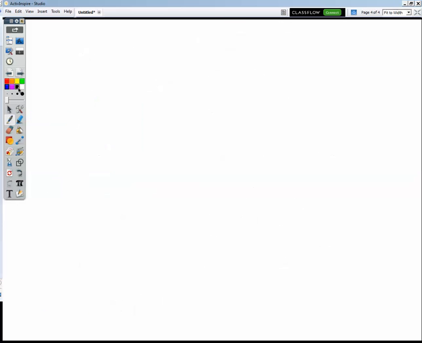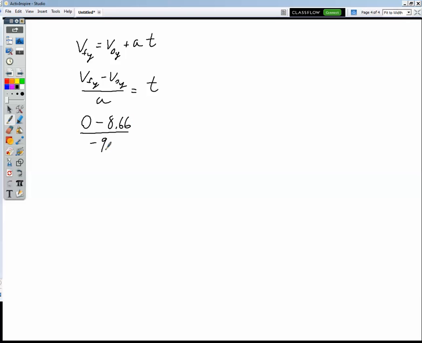We've got the simplest equation on the y side: v final in the y direction is equal to v naught in the y direction plus a times the time. So I can use this to find the time that it takes to go up to the top. All right, so let's do it. V final y minus v naught y divided by a is equal to t. Plugging in numbers, we have 0 minus 8.66 divided by negative 9.8, and that's going to give us the time.